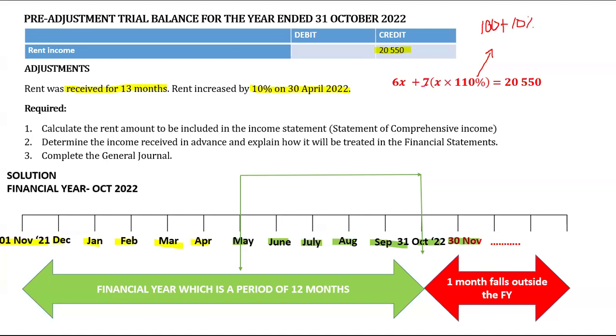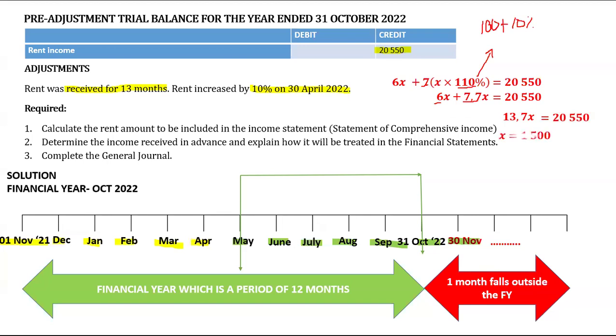Now, when you multiply that with that, you multiply numbers first. So 7 times 110% will give you 7.7. We still have the variable X. Then you add the coefficient: 6 plus 7.7 will give you 13.7, if I'm not mistaken. Then you will divide both sides by 13.7.